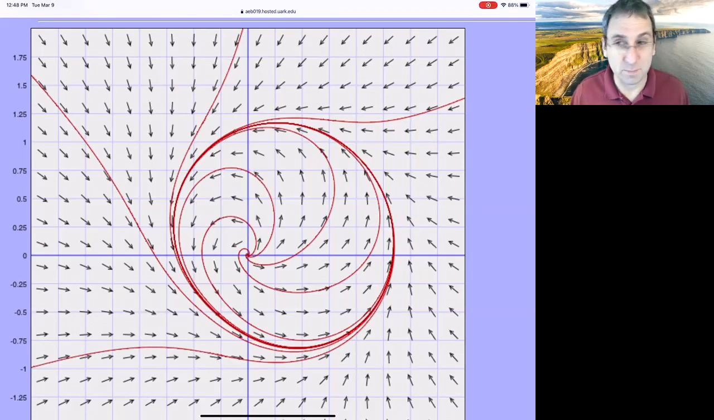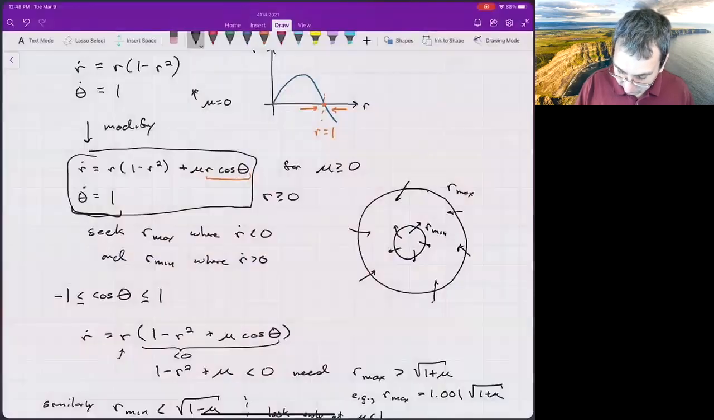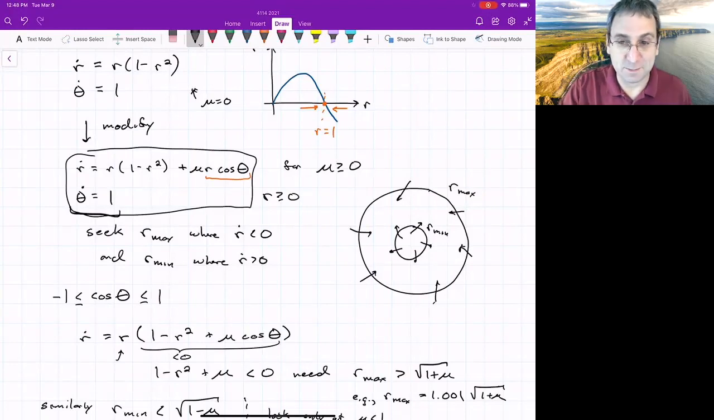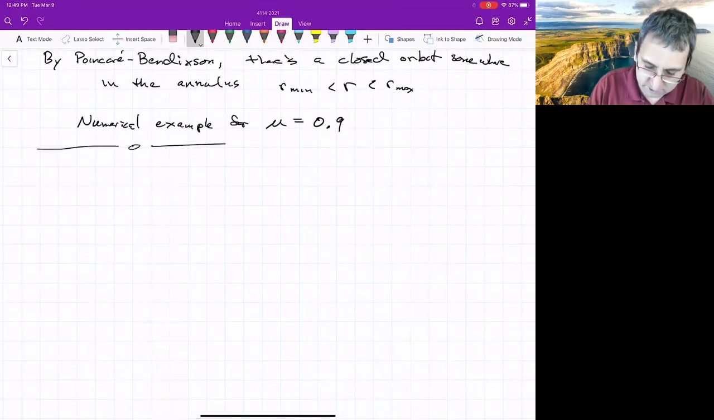Here, the annulus would be pretty big because I used mu of 0.9. So 1 minus 0.9, square root of that, and 1 plus 0.9. So we've got a pretty big annulus, but there it is. It's convenient to use Poincaré-Bendixson, especially when you've got things written in polar coordinates. But often systems are not going to be written in polar coordinates. So what do you do then? You've got to use some other set of arguments. So that's one example. We could look at another.